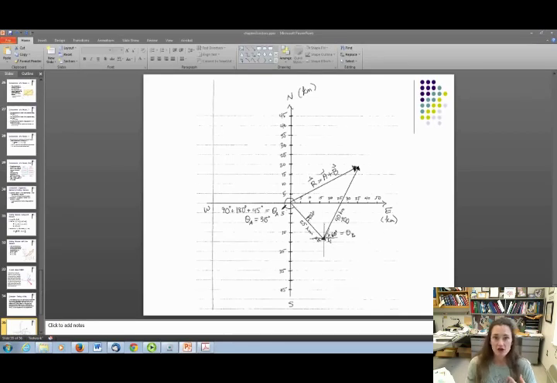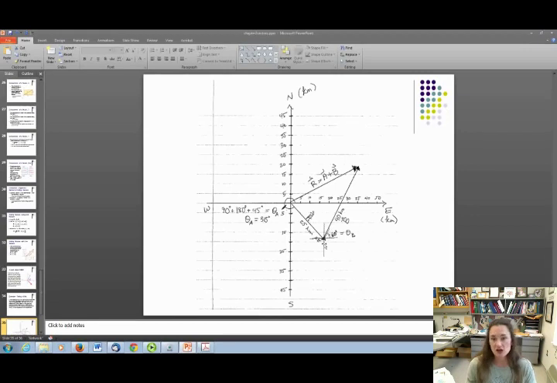Now, the next displacement was 40 kilometers at 60 degrees north of east. For my graphical addition, I start the beginning of my vector B at the end of vector A, right here where I've drawn my new little coordinate system. And then I measured 60 degrees up from my east axis towards north.